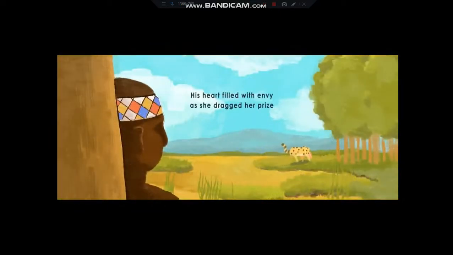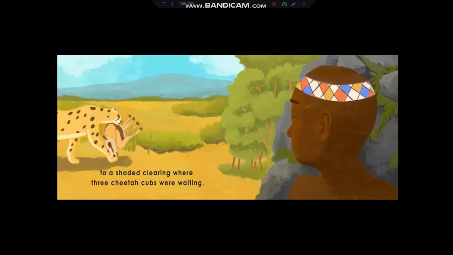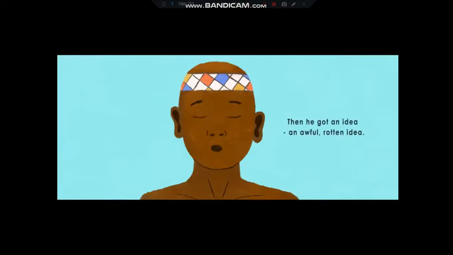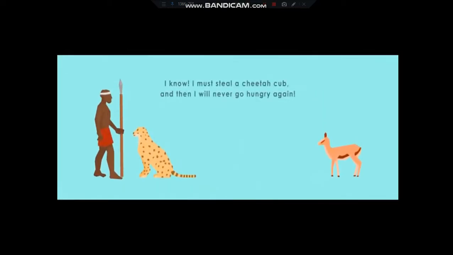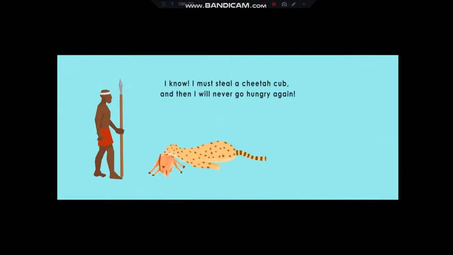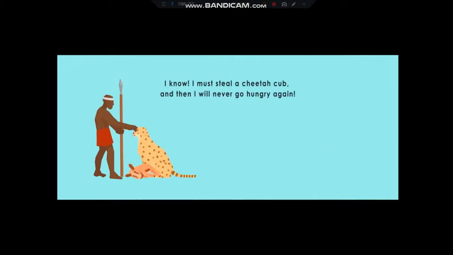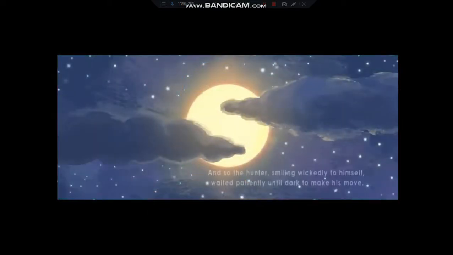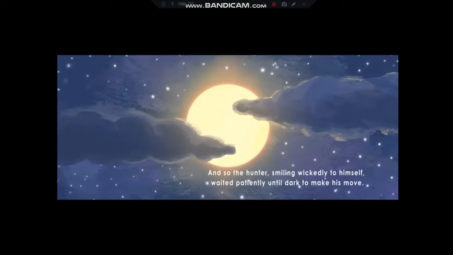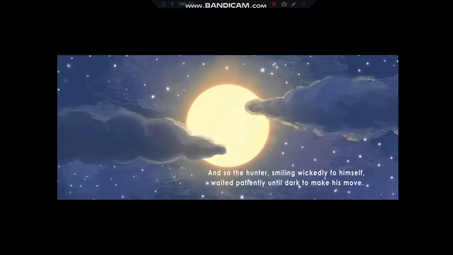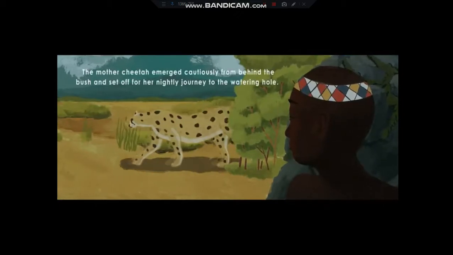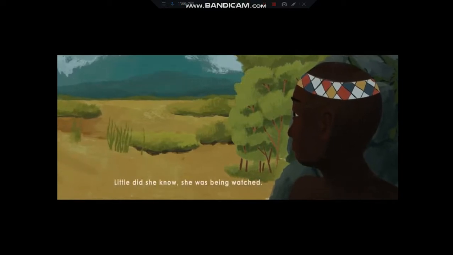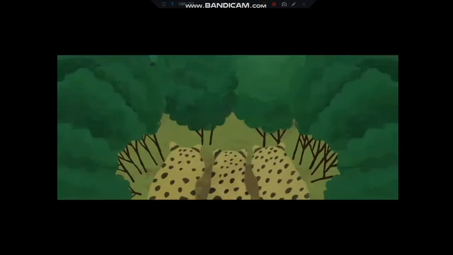His heart filled with envy as she dragged her prize to a shaded clearing where 3 cheetah cubs were waiting. Then he got an idea, an awful, rotten idea. I know! I must steal a cheetah cub, and then I will never go hungry again. And so the hunter, smiling wickedly to himself, waited patiently until dark to make his move. The mother cheetah emerged cautiously from behind the bush and set off for her nightly journey to the watering hole. Little did she know she was being watched. Now is my chance.